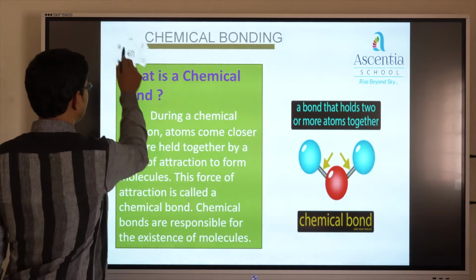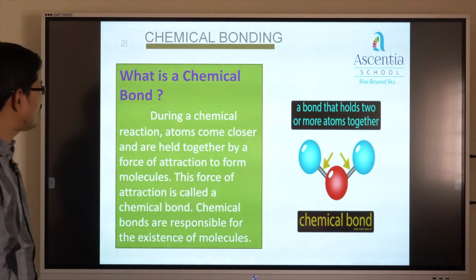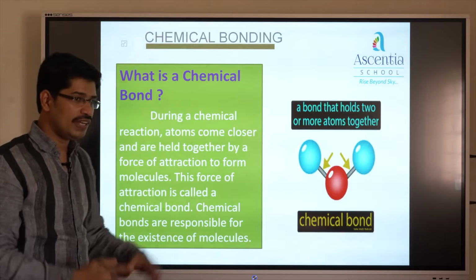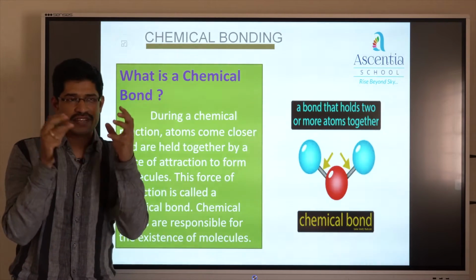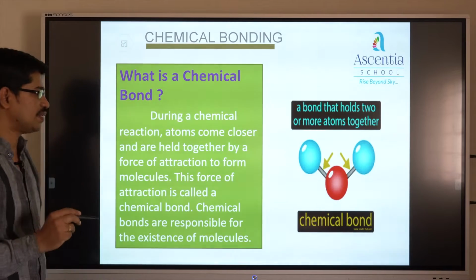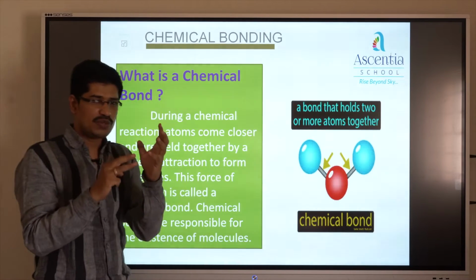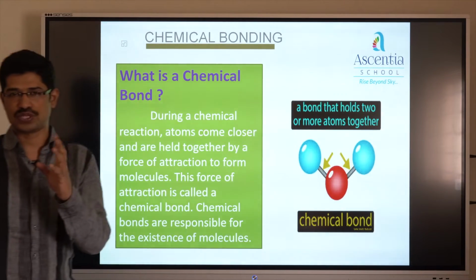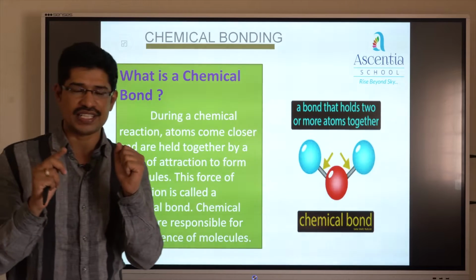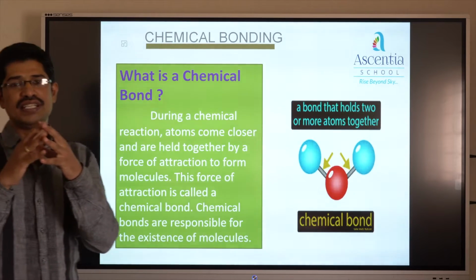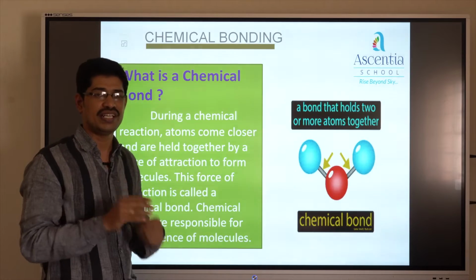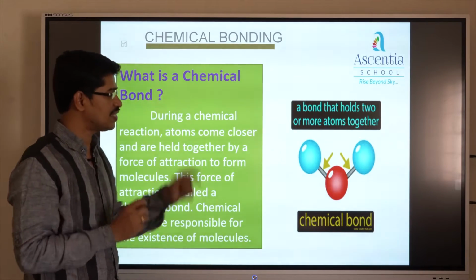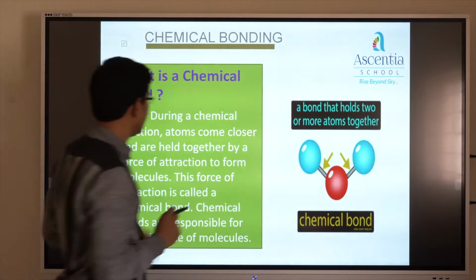Chemical bonding is a force of attraction. When oxygen and hydrogen come together, there will be forces of attraction as well as repulsion. When the force of attraction and force of repulsion are equal and the force of attraction overcomes the force of repulsion, then a bond is formed. That bond is called a chemical bond.